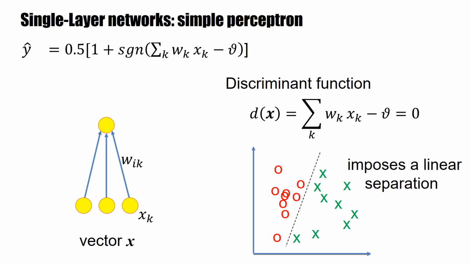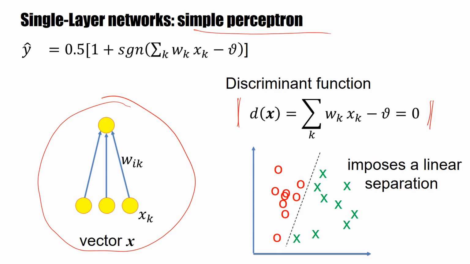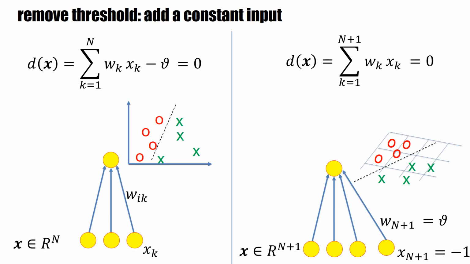So the discriminant function for that is implemented by a simple perceptron is this sum over k of w_k x_k minus theta, and this imposes a linear separation. So the simple perceptron, consisting of one single neuron, imposes a linear separation. It implements a linear discriminant function. Now, because we have this parameter theta, this linear discriminant function, or this hyperplane, does not go through 0. So theta is somehow a measure of the distance to the origin.